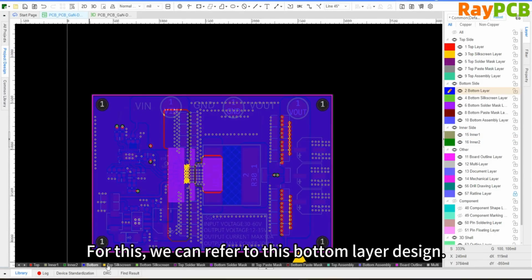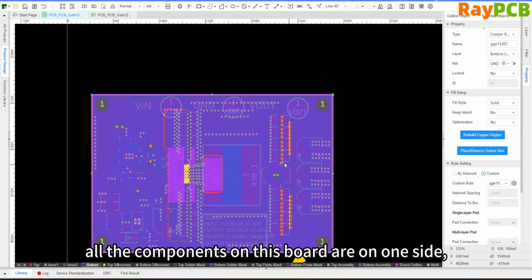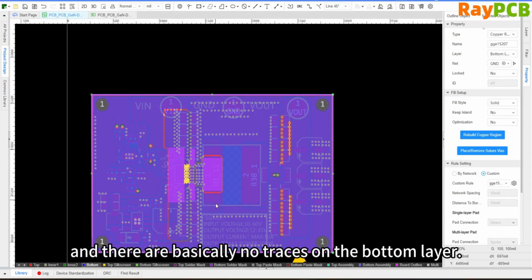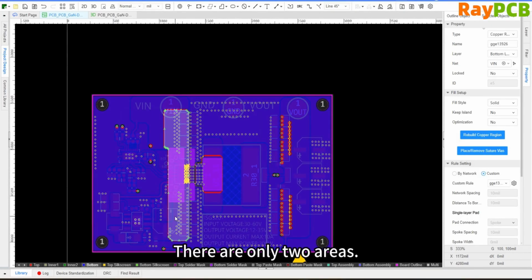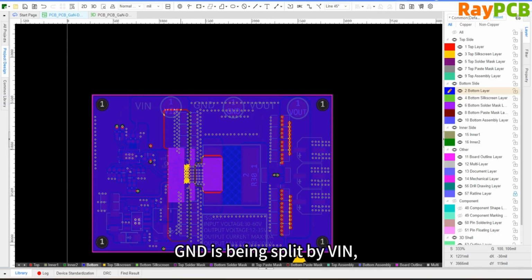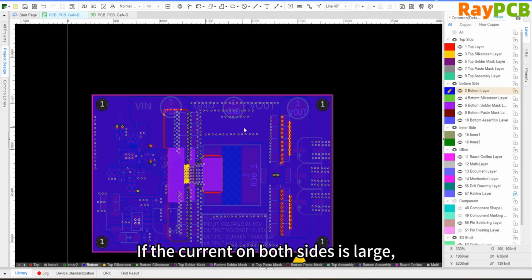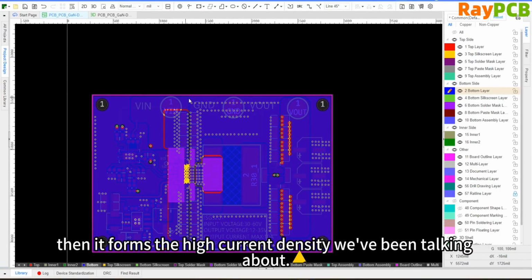For this, we can refer to the bottom layer design. Although the bottom layer is a signal layer, all the components are placed on one side and there are basically no traces on the bottom layer, only two areas. One of these areas is separated by micro engraving and the rest is used as GND. If we look at it solely from this perspective, then this circuit has a problem. GND only exists after being separated by micro engraving, and only these two narrow areas connect both sides. If the current on both sides is too large, it will result in what we call high current density.